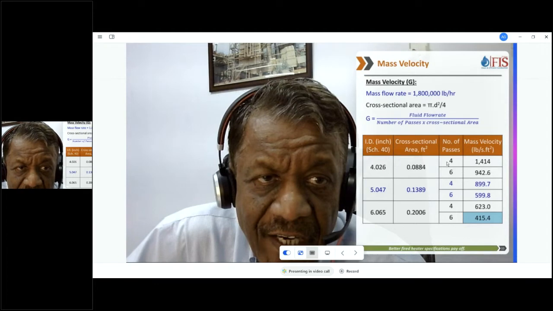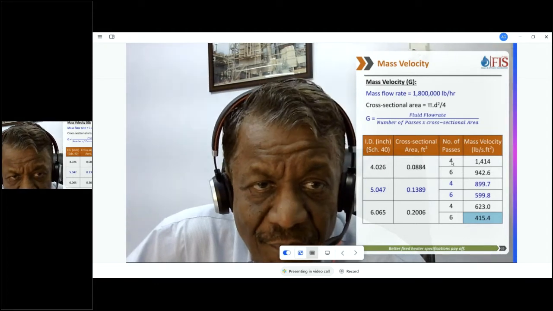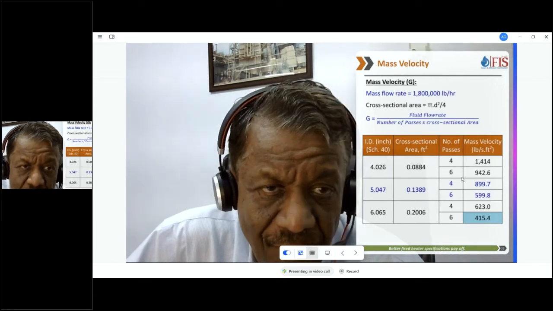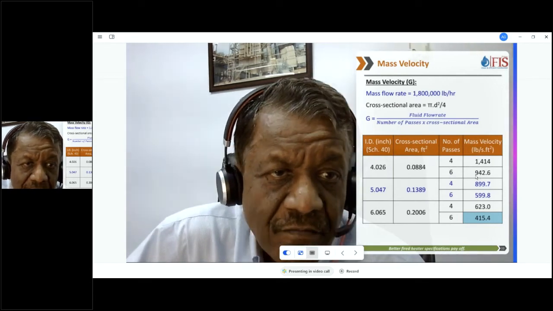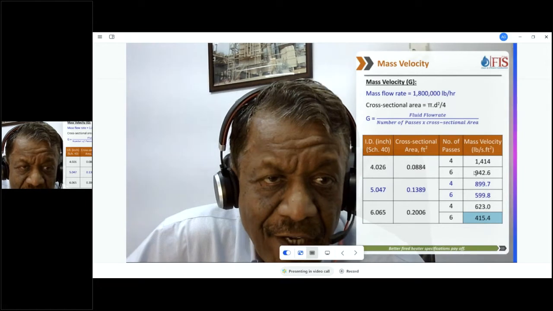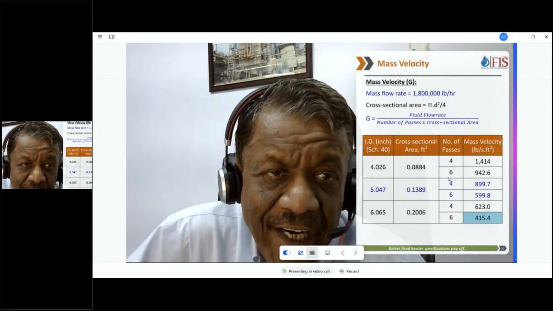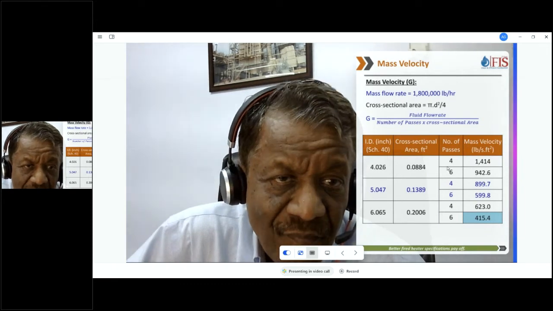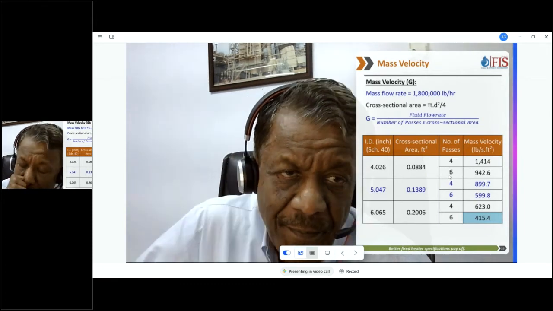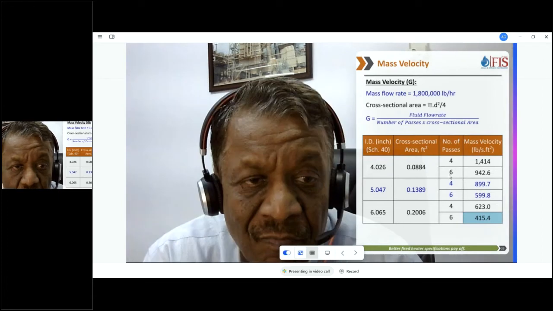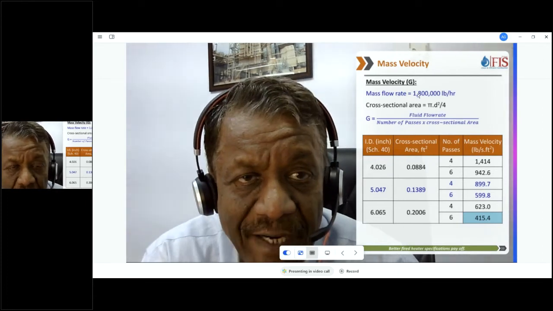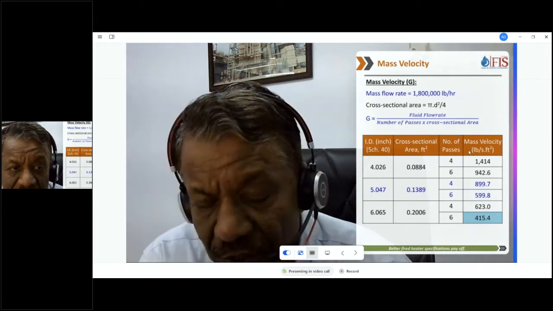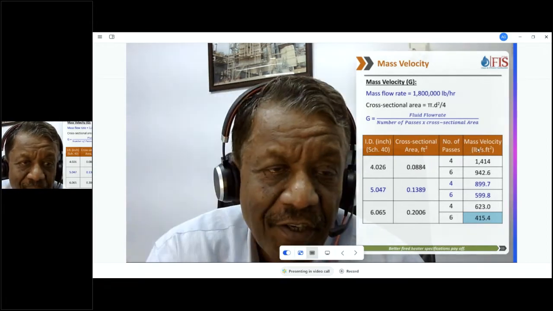I come up with 4 passes. My mass velocity is very high, 1400. I go to 6 passes. My mass velocity is still very high. If I go to 8 passes, my mass velocity will still be very high, 700. So I may end up with 12 passes to handle 1.8 million pounds an hour. So we decided 4-inch pipe is not the way to go forward.